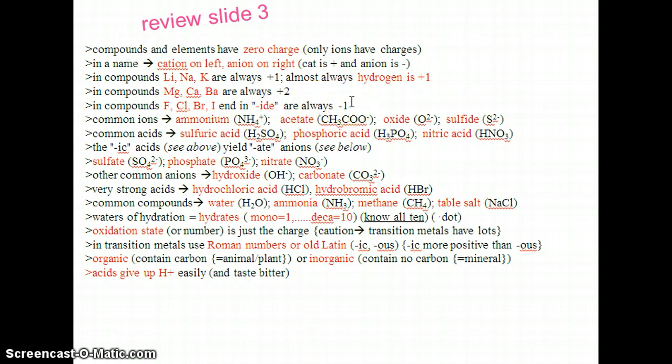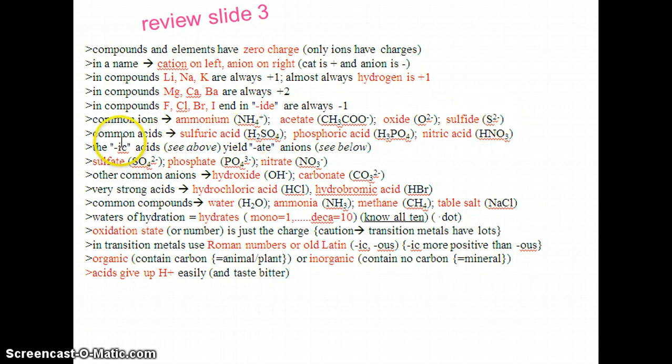Some of the common ions we need to be comfortable with are ammonium, which is NH4+. That's a derivative of ammonia, which is down here, NH3. But you need to know that ammonium is +1, acetate is CH3COO with a -1, oxide is O 2-, sulfide is S 2-. So these have 2 negative charges.